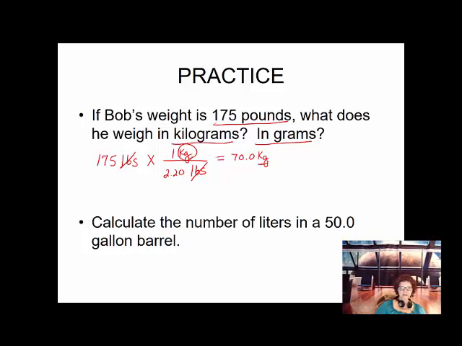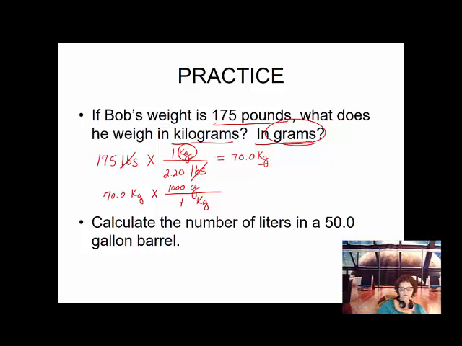Now I also need it in grams. So 70.0 kilograms times what's going to go on the bottom? Kilograms. Okay, so I need to get to what? Grams. Can I go from grams to kilograms? Yes, I can. How many grams are in a kilogram?